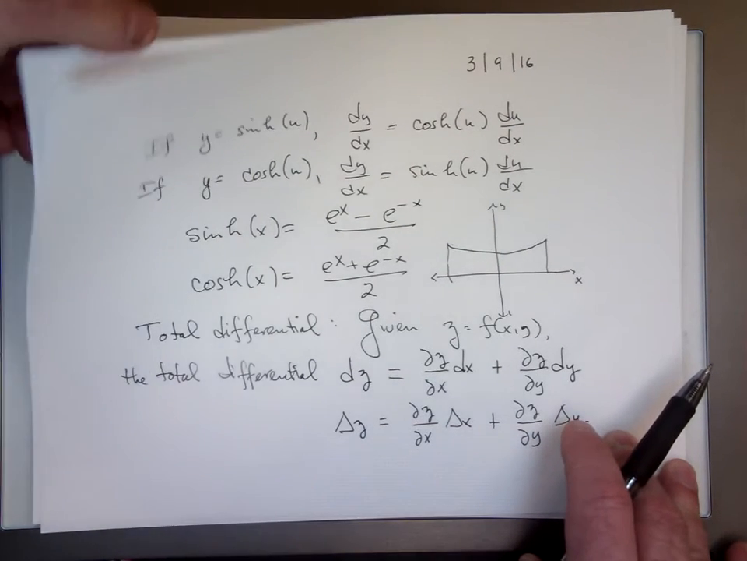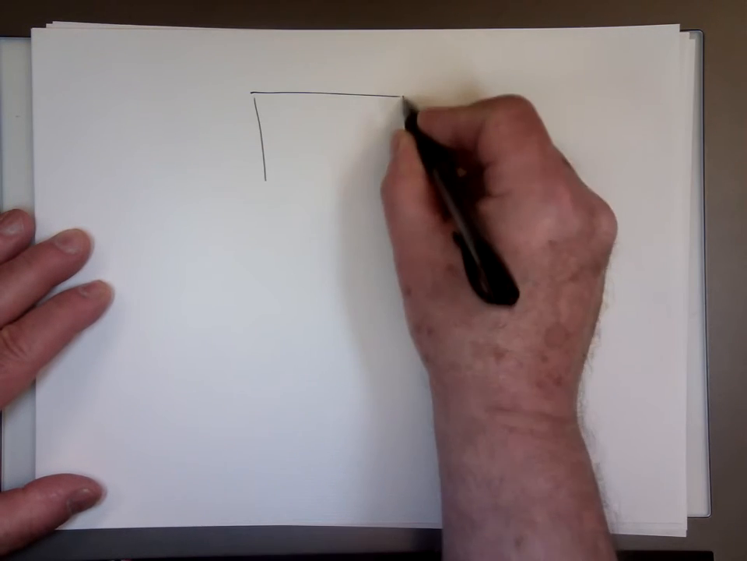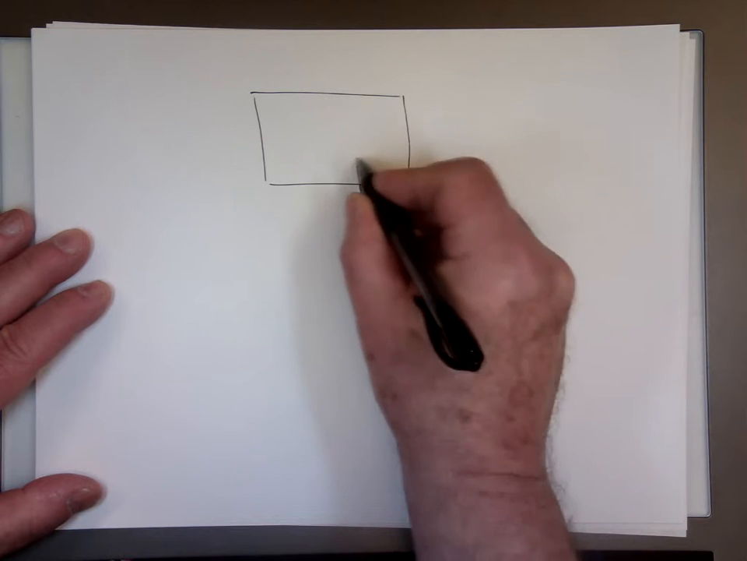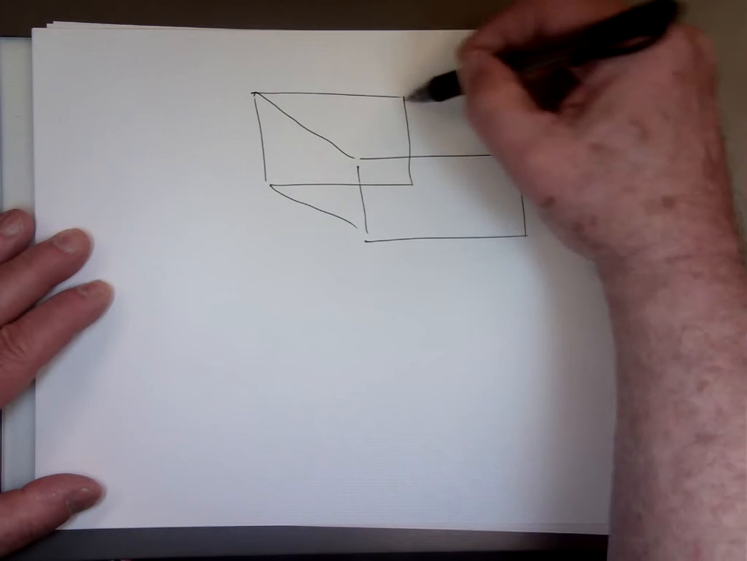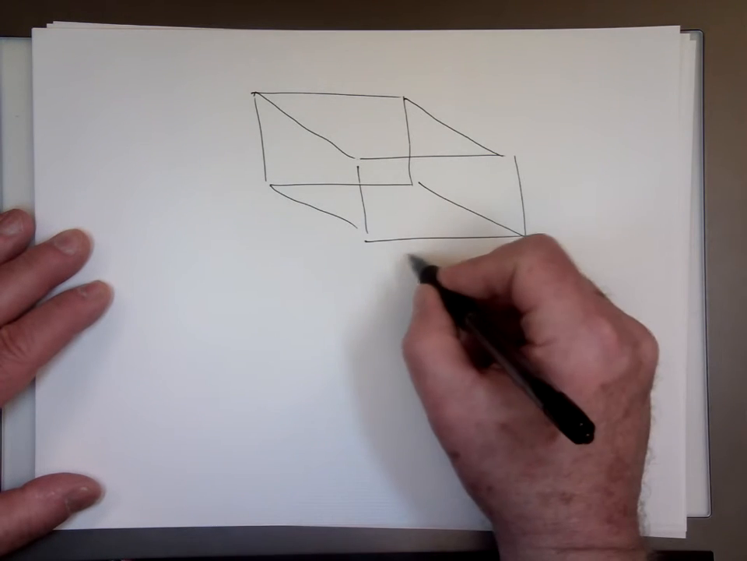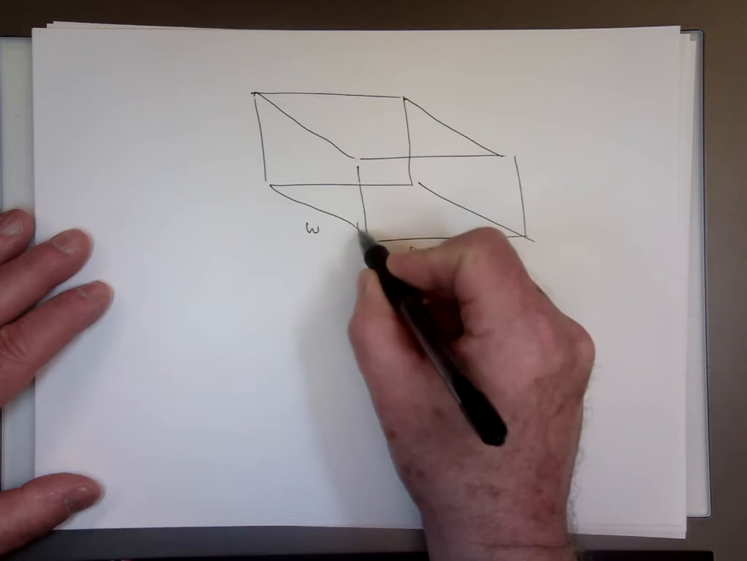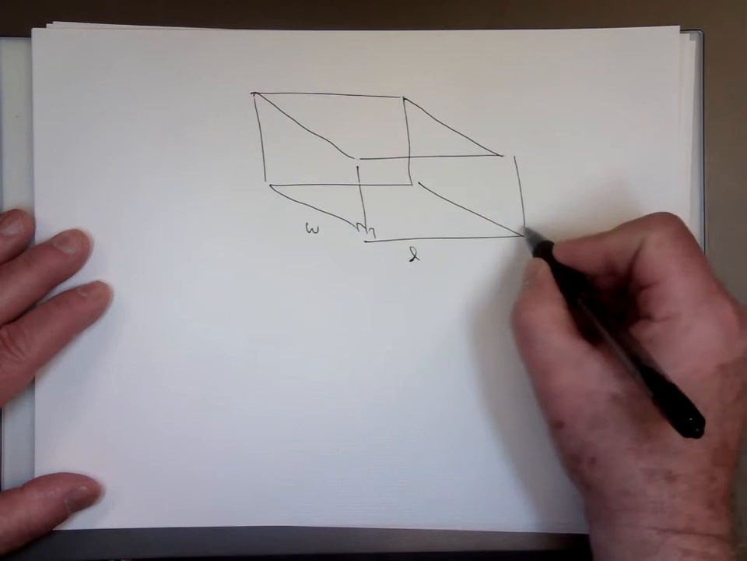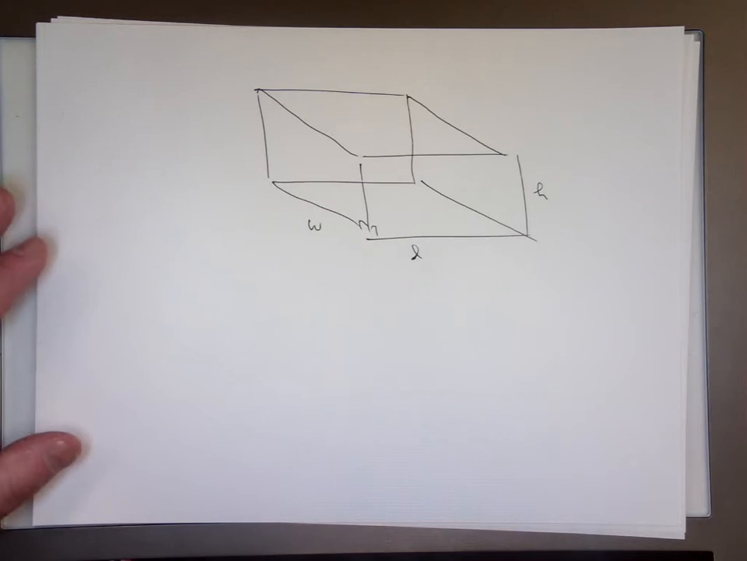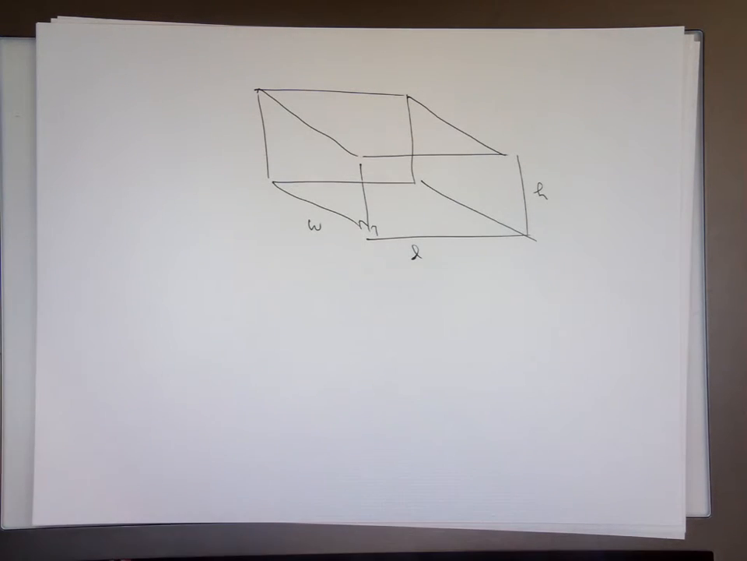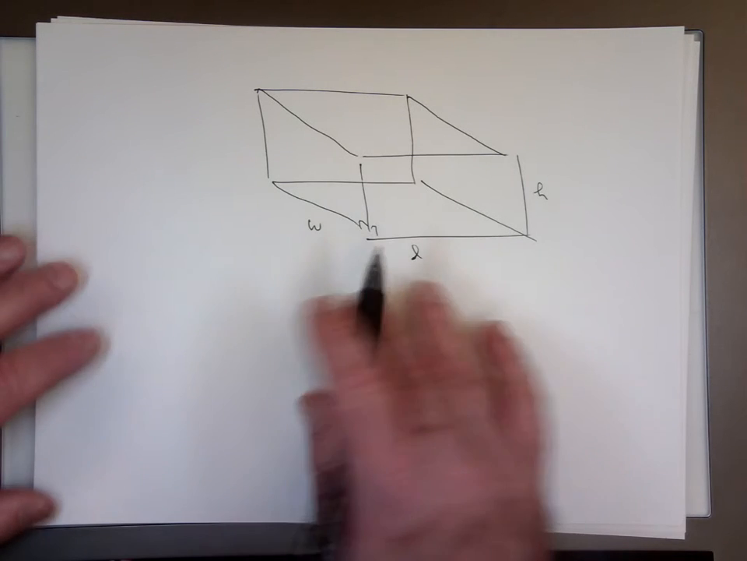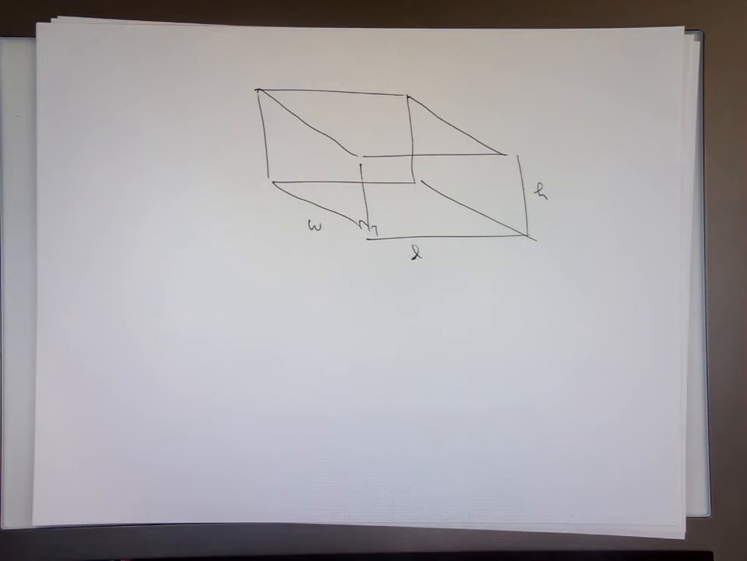Everybody all set on this? Here's what we're doing. Okay? So we've got a rectangular solid. Okay. It's got length. It's got width. Right angles here. It's got height. And what we want to do is calculate, and let's suppose we have 1% error in each of these measurements, okay? We have 1% error. Given that, what's the error?